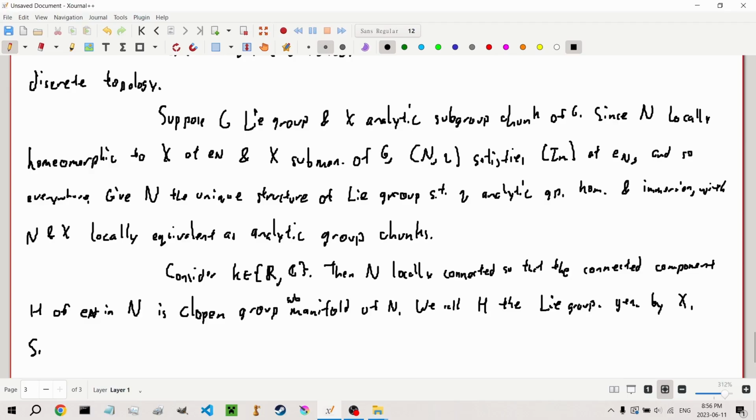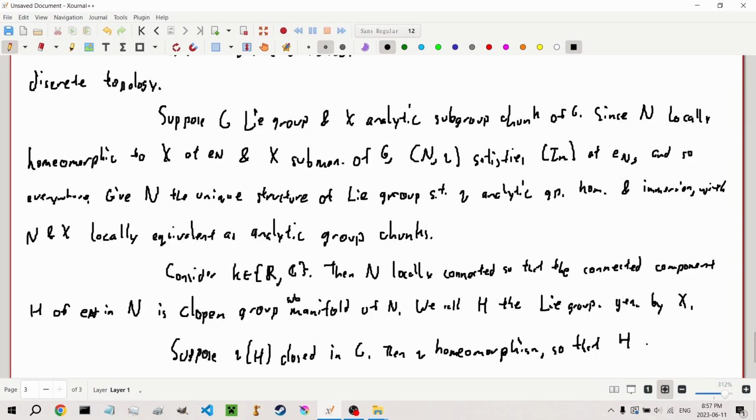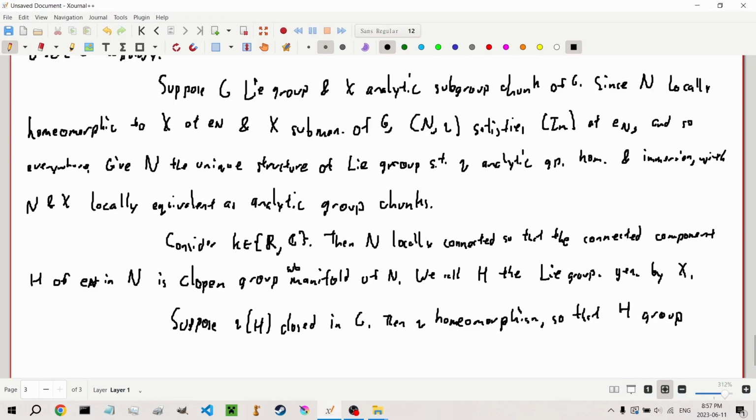Now, suppose that I of H is closed in G. Suppose I of H is closed in G. Then I is a homeomorphism, so that H is in fact a group submanifold of G.